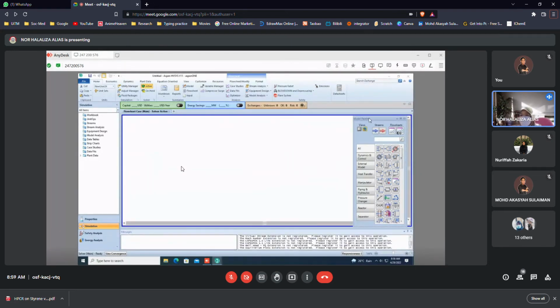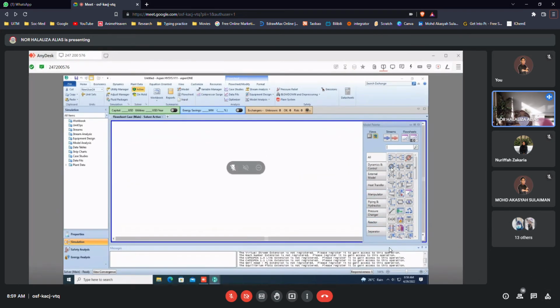What do you have in the model palette here? In the model palette we have streams. Blue color is the main stream in the plant. Red color is the energy stream, for example when equipment has heat supply, such as a reactor, heater or cooler. And for the rest, the first one is the mixer, we have a splitter, heater, cooler, then separator. There are many more: reactor, separator and so on, and pump also.